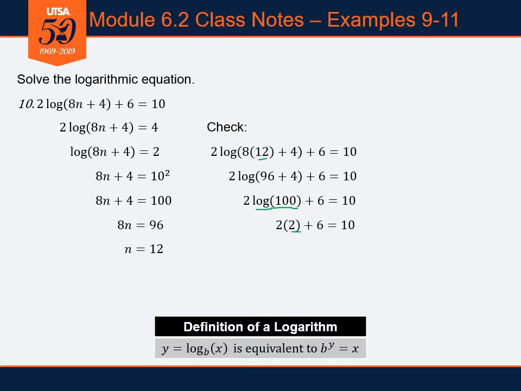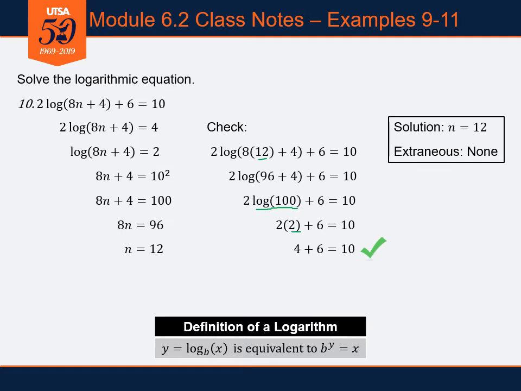And then I've got 2 times 2 plus 6. That's 4 plus 6 equals 10. Sure, that works. That checks out. So we're good there. So now we can conclude that we have one answer, n equals 12, that works, and no extraneous solutions.